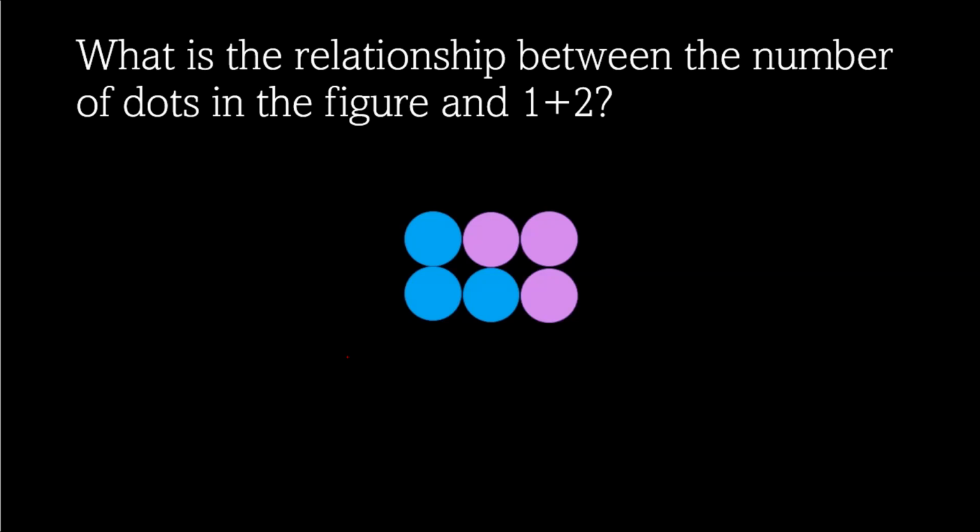So the number of dots in the figure and 1 plus 2. 1 plus 2 equals 3, and there are 3 dots that have a different color. So like 3 blue dots and then 3 purple dots. Yeah, exactly. That's a great relationship. Does anyone see anything else? There's no wrong opinions here, but does anyone else see a different relationship, or is that what everybody was already thinking?